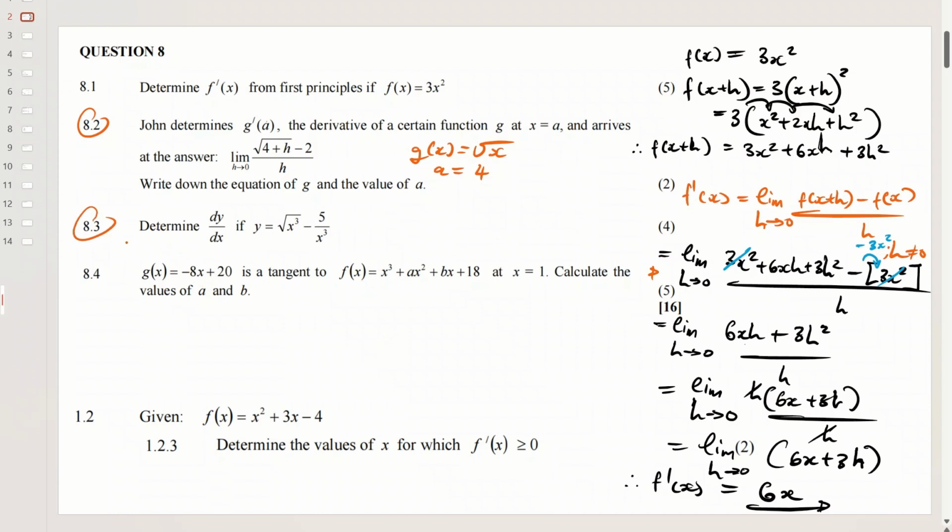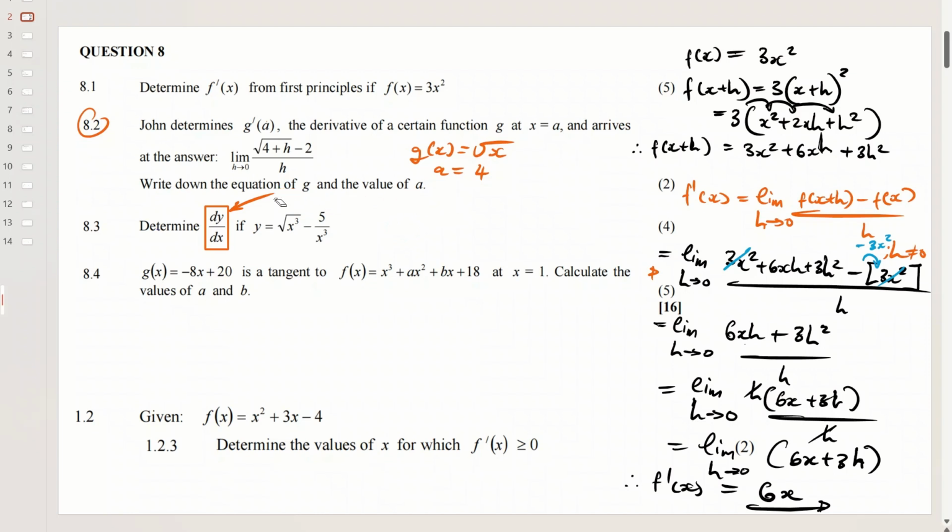So now, moving to 8.3. They say that we have to determine the derivative of y with respect to x. Guys, what you see here is not something like a fraction. It is not something you'll say dy divided by dx. No, you don't read it like that. You don't write it like that.